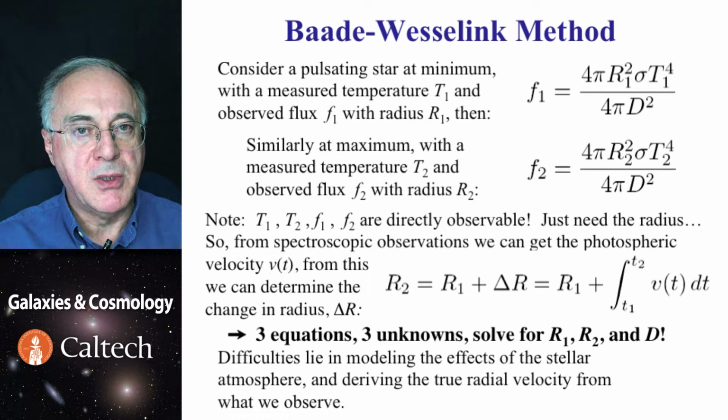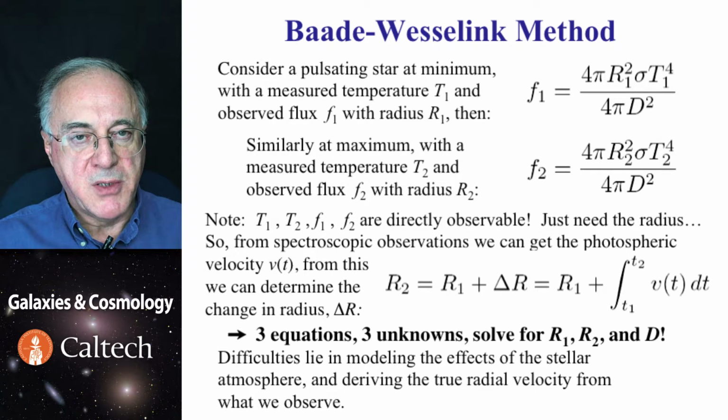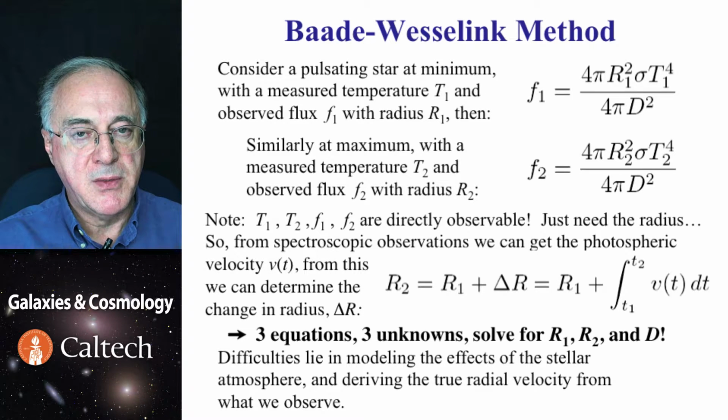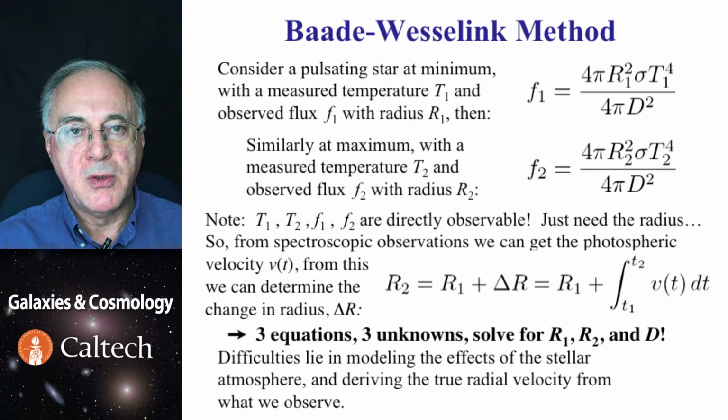We can measure those quantities all throughout the pulsation period. So temperatures are directly observable from photometry. So are the fluxes. And the only remaining question is, can we find out the radius? We can, in a way, because if we integrate motion of the photosphere as traced by the radial velocity, we can find out how much the radius has been changing. So we have 3 equations and 3 unknowns, and we can solve for that.